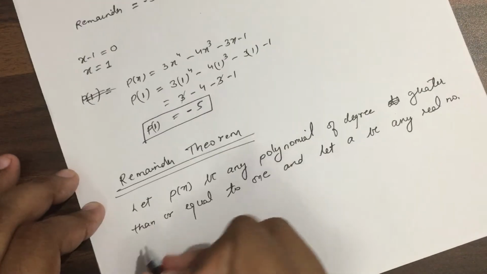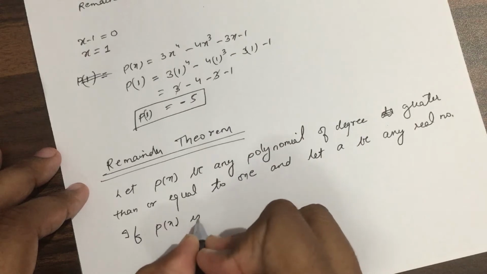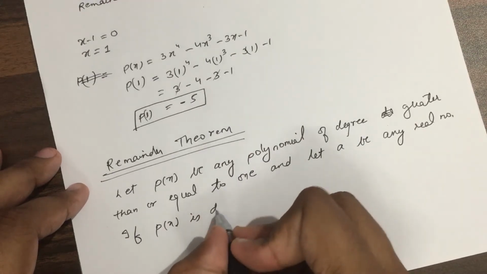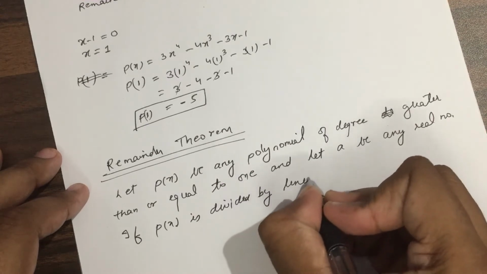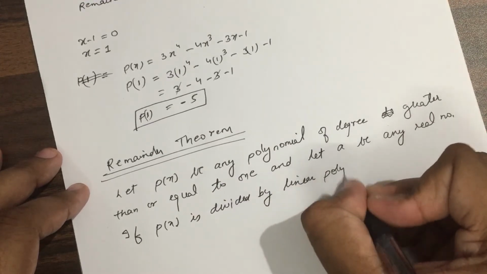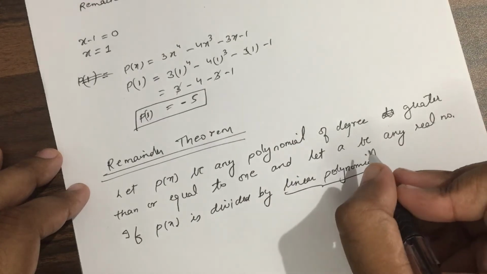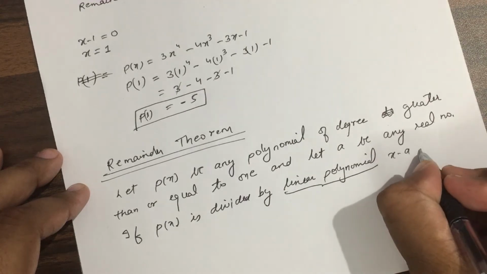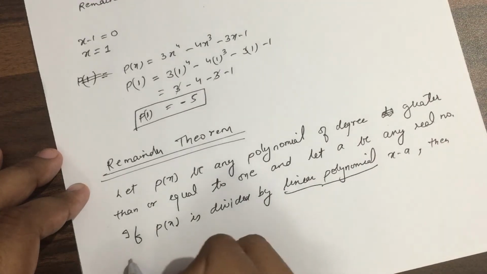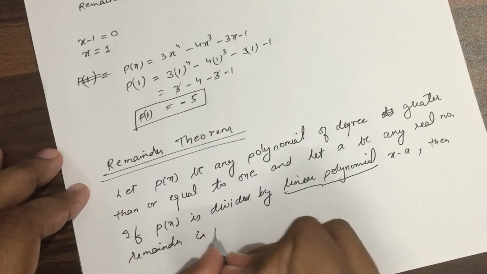Okay. So if P(x) is divided by a linear polynomial, whose degree is 1, okay, this is an important point: if P(x) is divided by the linear polynomial x minus a, then the remainder is P of a.